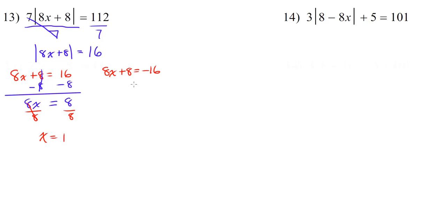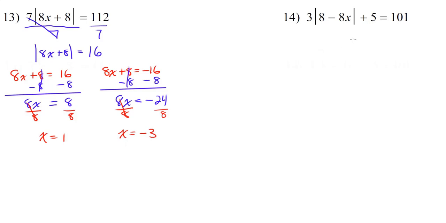For the second equation, again, we're going to subtract 8 from both sides. On the left, the 8's still cancel out, leaving us with 8x. And this time on the right, negative 16 minus 8, same sign, add them together and keep the sign, we get negative 24. Next, we're going to divide both sides by 8. And we get our second solution, x equals negative 3. So our solutions for this absolute value equation are x equals 1 and x equals negative 3.